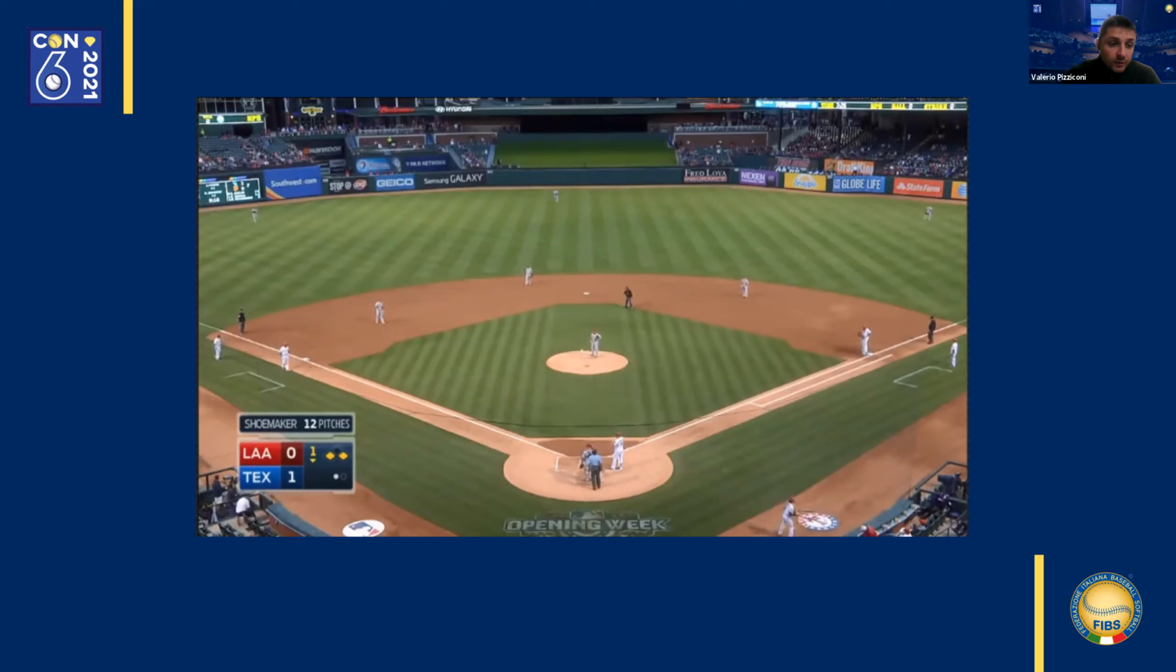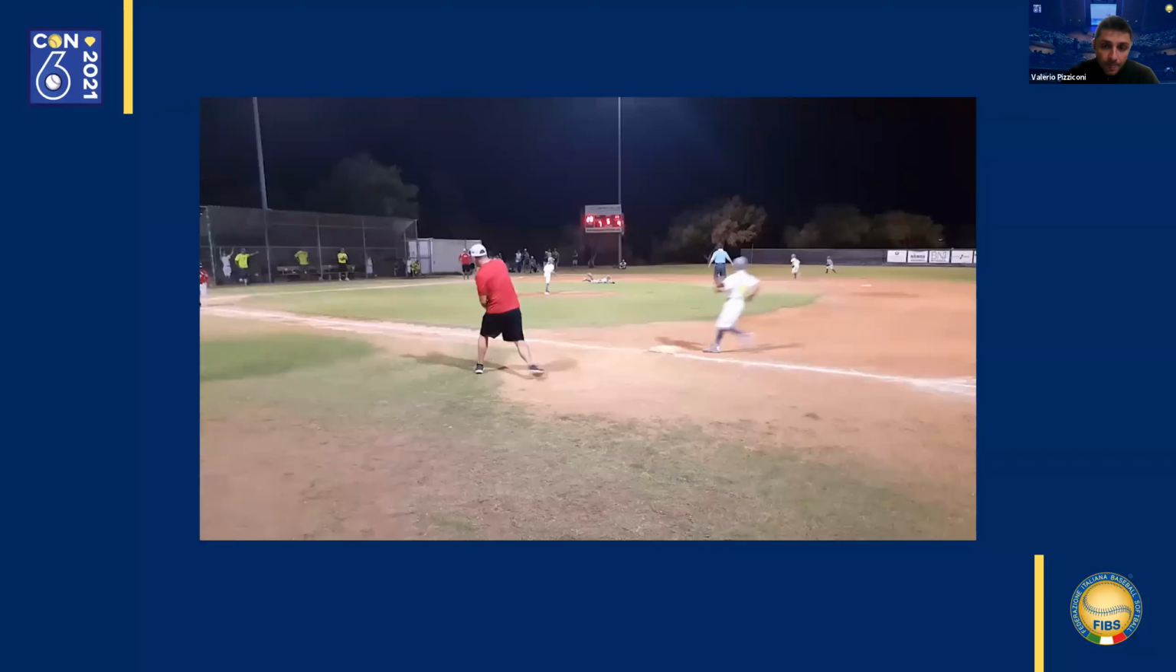My advice to all umpires is that you should always be aware of any physical contact and whether or not this contact helped the runner, because that makes the calling of interference clear and easy to make. Let us watch another example.